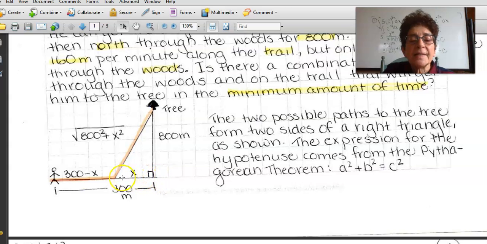And what you want to realize is you've got a right triangle here. This is a right angle. And we know the Pythagorean theorem gives us a relationship among the sides of a right triangle. This hypotenuse expression comes from the Pythagorean theorem, a squared plus b squared equals c squared. So how did I get this? I took x squared and 800 squared, added them together, and then took the square root to get the value of c.